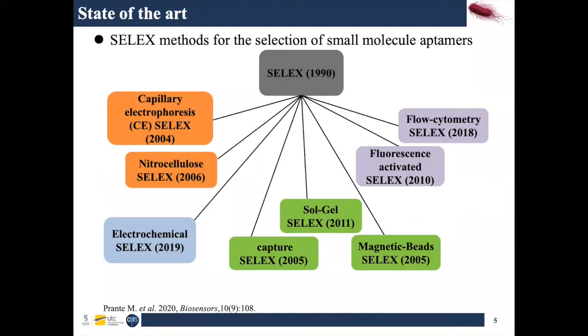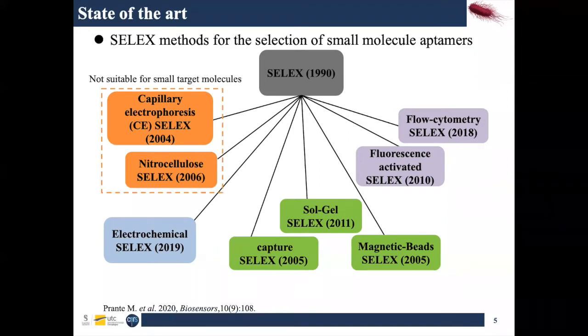To select specific aptamers, the traditional method is SELEX. And since the SELEX technique was established in the 1990s, there are numerous variants of SELEX methods. But they are not all appropriate for our small target molecule, methylysine.